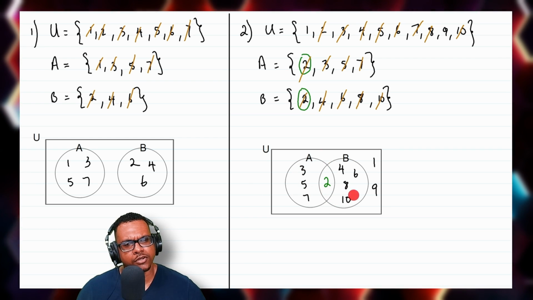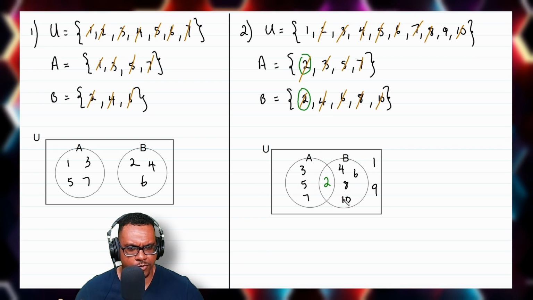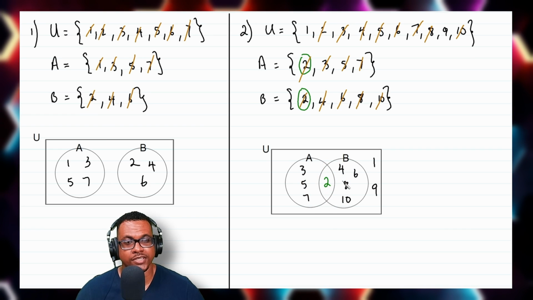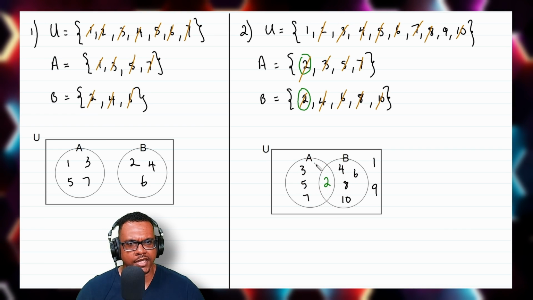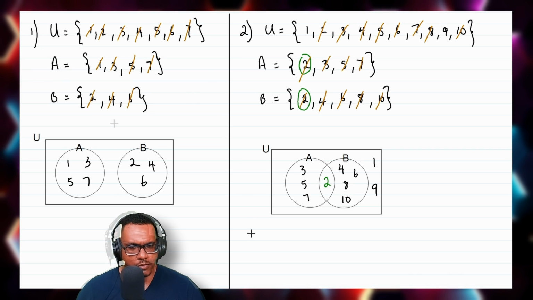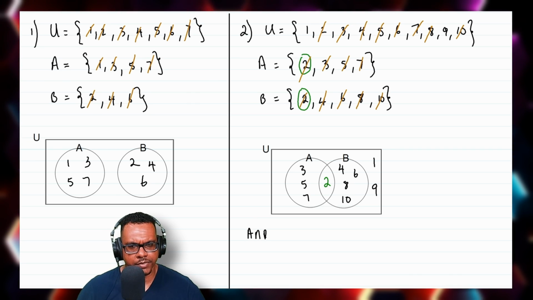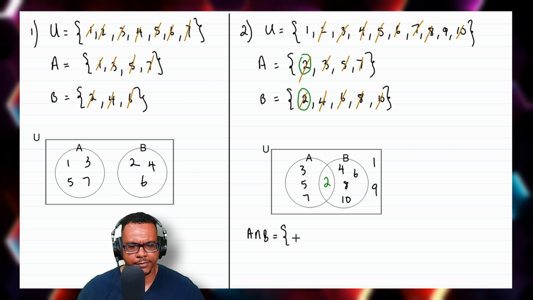And now that we have completed our Venn diagram, I'd just like to point some things out about this intersecting diagram, or these intersecting circles. Now A intersect B is 2. So A intersect B would only contain 1 element, which is 2.